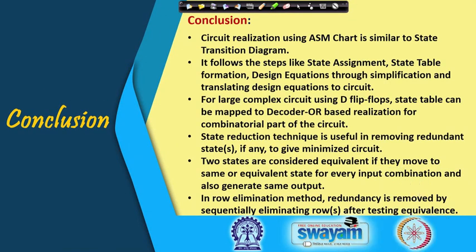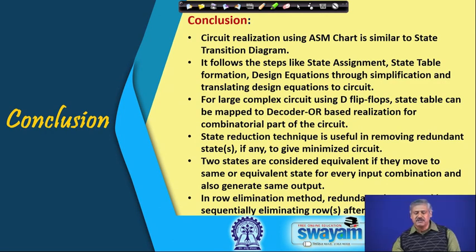To conclude, circuit realization using an ASM chart is similar to the state transition diagram method. It follows steps like state assignment, state table formation, design equations through simplification methods like the Karnaugh map, and finally translating the design equations to a circuit. For large complex circuits, it may make more sense to convert the state table directly to a decoder-OR based realization of the combinational part of the circuit.